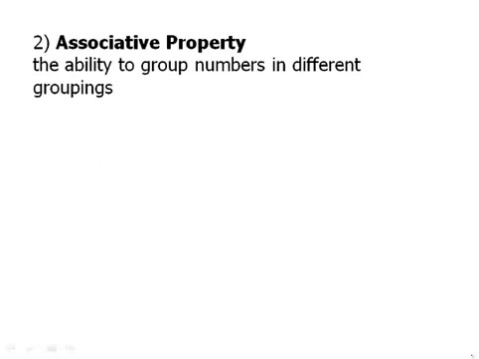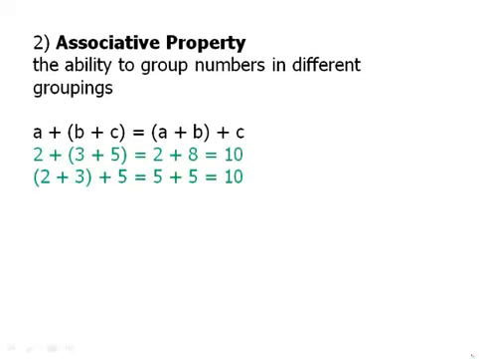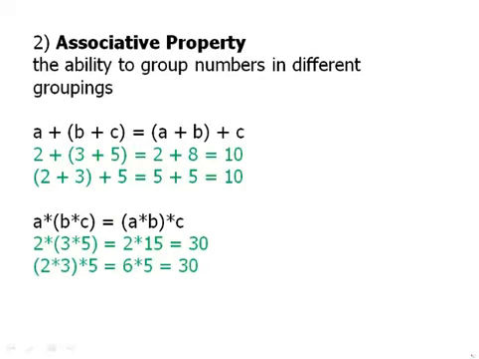The second property is the associative property, the ability to group things. So if we're adding three numbers, we can group them. We could add B plus C first, or we could add A plus B first. Either way of grouping leads to the same answer. Here we can add the 3 and the 5 first, or we could add the 2 and the 3 first. Either way, we get the same answer. Similarly, with multiplication, we can group them B times C first or A times B first. If we multiply the 3 and the 5 first, or we multiply the 2 and the 3 first, either way we get the same answer.